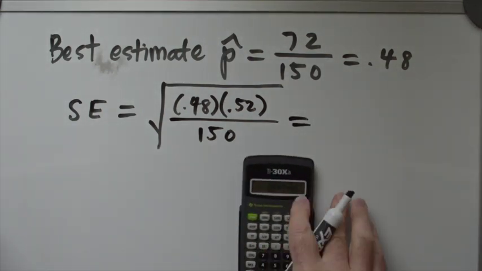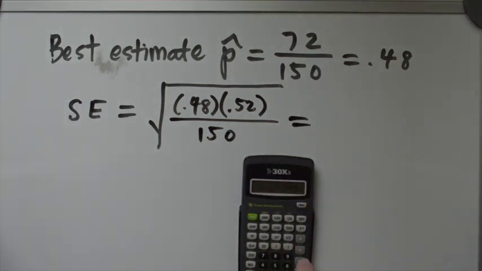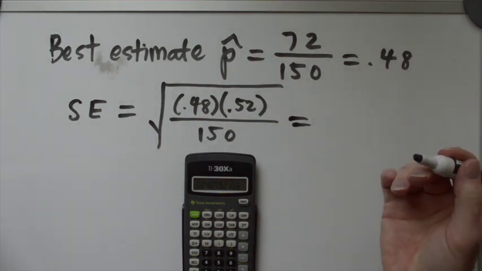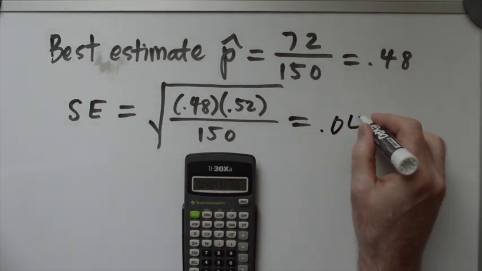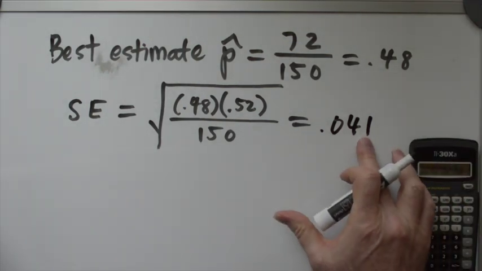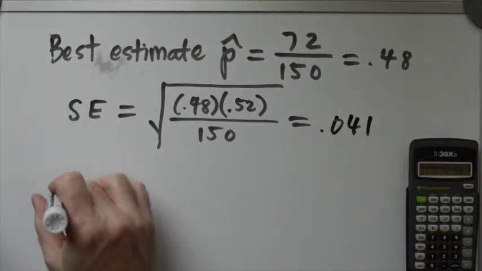And so that's going to give us, and don't forget to take the square root, because that's a very common mistake. Take the square root, and after you round, it's going to be 0.041. Now that's exactly the same standard error that we got when we used the dot plot. So the rest of this is going to look the same, right?